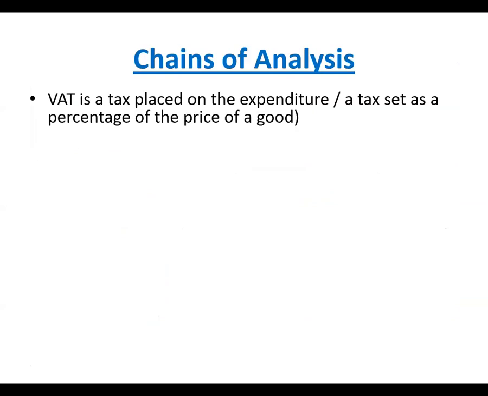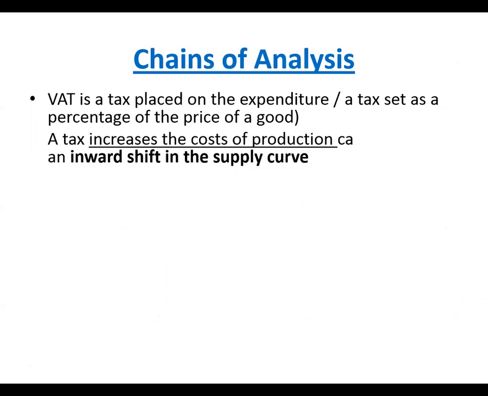Some chains of analysis then on taxation, indirect taxation. So VAT is a tax placed on the expenditure, a tax set as a percentage of the price of the good. So you take the value of the good and then you add on a percentage of VAT, which is a percentage of the value of the good.